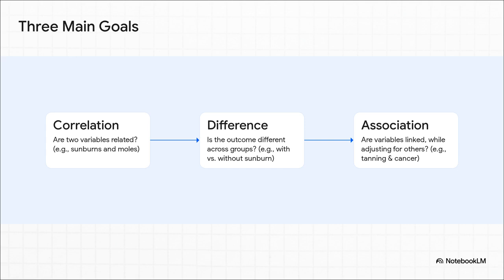For example, do people with a history of sunburn have more moles than people without? Or maybe you're digging for a more complex association where you might have to adjust for other factors.